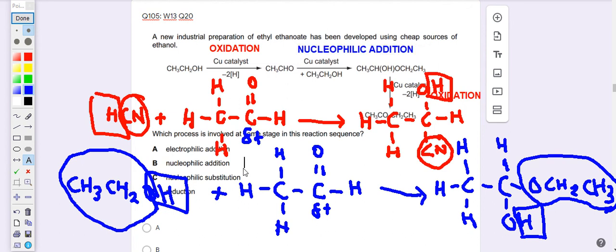So let's look at all the answers. Which process is involved at some stage in this reaction sequence? Any electrophilic addition? No. Nucleophilic addition? Yes. Okay, I need to erase this. Any nucleophilic substitution? No. Any reduction? This is oxidation, this is oxidation, this is nucleophilic addition. Also no. So the answer is B.